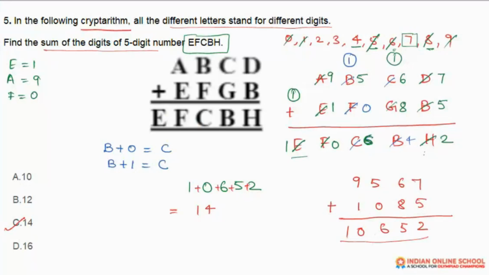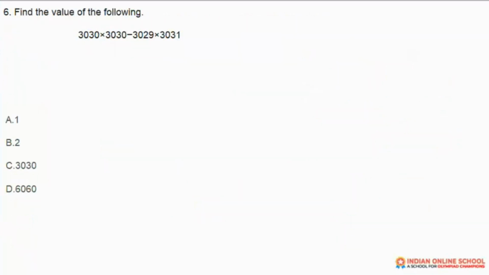Got it, everybody? Now let's go with the next question. The next question we have is 3030 times 3030 minus 3029 times 3031. Okay, this question is based on an identity, the identity we have in algebra. So how can we do it?